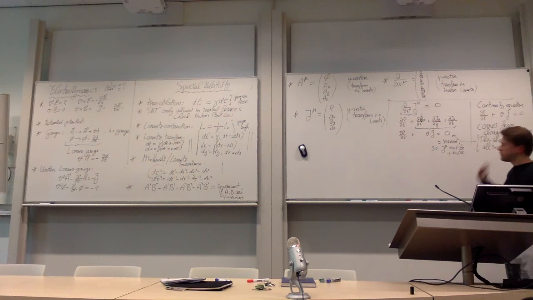So is that the actual way of knowing that J mu is a four vector, or can it also be derived the way that we will derive that the other four vector is a four vector?